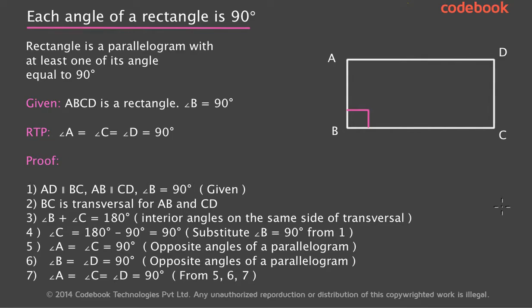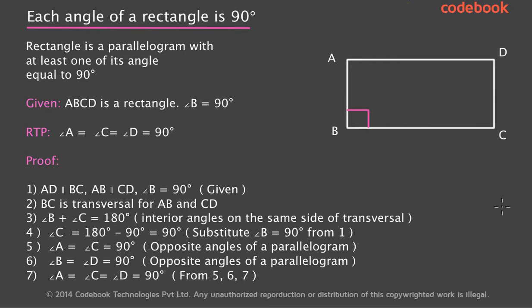Next, we will look at some corollaries. So first, let's define what a corollary is. A corollary is a statement that has been deduced from a previously proven statement. Okay, so let's say if you have proven a statement, it's called a theorem. So a statement that has been deduced from a theorem is called a corollary.